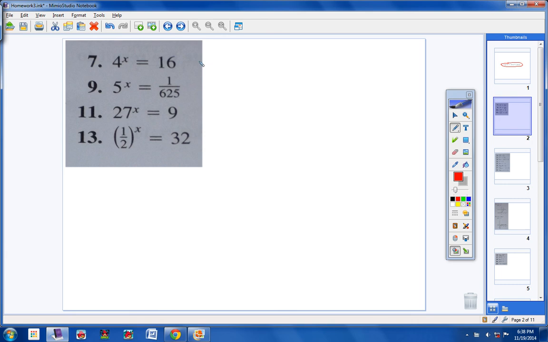Remember, whenever you can take an exponential equation and write both sides with the same base, then you need to do that. So I have 4 to the x power, and of course we can write 16 as 4 squared. So anytime you can write both sides of the equation with the same base, then do that, okay? So we have a base 4 here, base 4 here, cross them off, x equals 2. Okay, number 9.